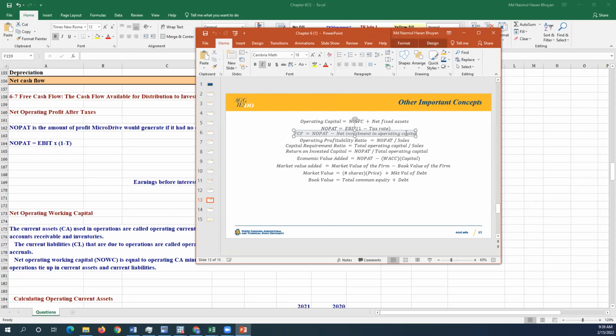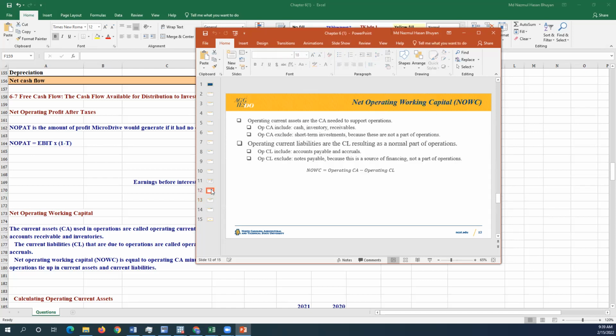Then to calculate changes in operating capital, you need to first calculate operating capital for the year 2021 and then operating capital for the year 2020, then the changes in the operating capital from the year 2020 to 2021 will be your changes or net investment in operating capital. Then operating capital in a particular year is the sum of net operating working capital and net fixed assets. Here you can see net operating working capital here is the difference between operating current assets and operating current liabilities.